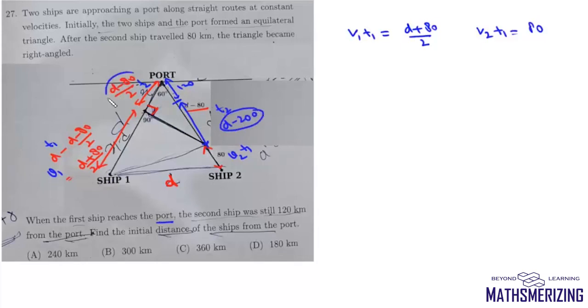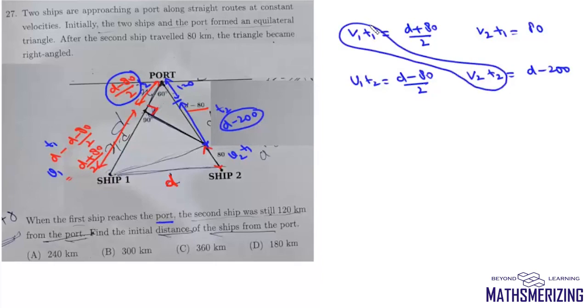So the first ship has covered D minus 80 by 2 and the second ship has covered D minus 200 kilometers. Now V1 T2 is D minus 80 by 2, and V2 T2 will be simply D minus 200. Now from this we need to find the value of D, and we have to eliminate V1, V2 and T1, T2. So what we'll do is multiply them together. So we'll get V1 V2 T1 T2, and we'll multiply them together.